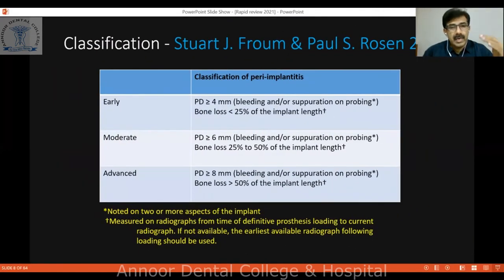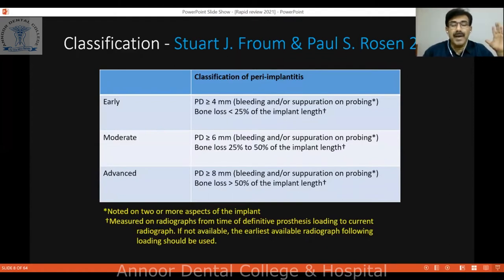Even the new classification does not subclassify the extent of the peri-implant lesion, whether it's an early, moderate, or advanced lesion.